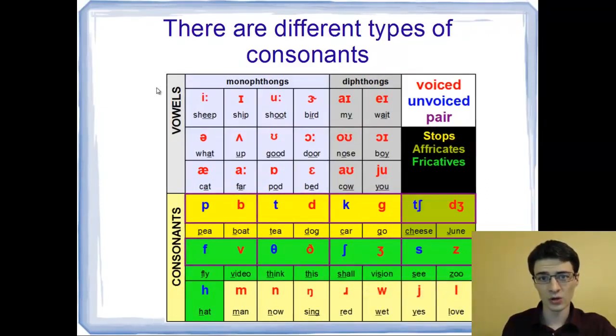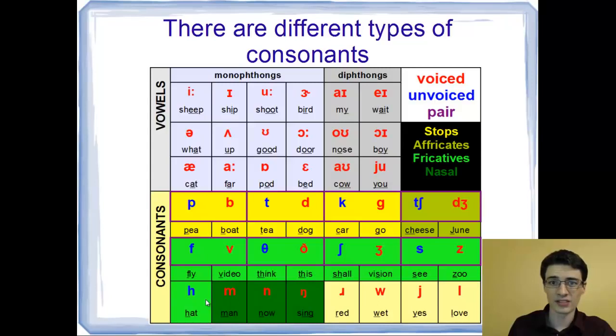The next type is called an affricative. Affricatives are made by combining a stop and a fricative. Here we have ch as in cheese and j as in June. Let's take a look at j. We start with d and then we use j, dj, j, j, June. They are in lime green because they are in between stops and fricatives. They're a little longer than stops, but they're shorter than fricatives.